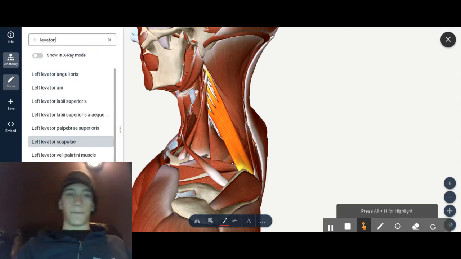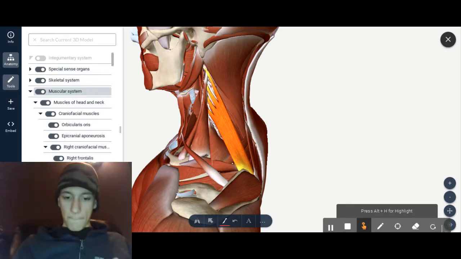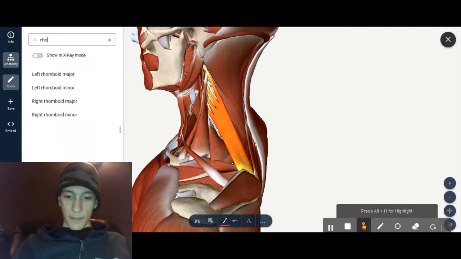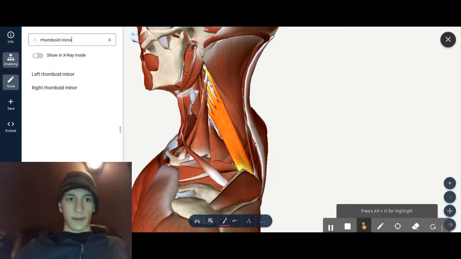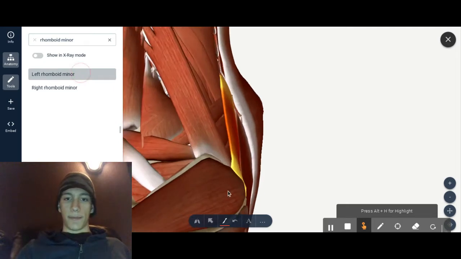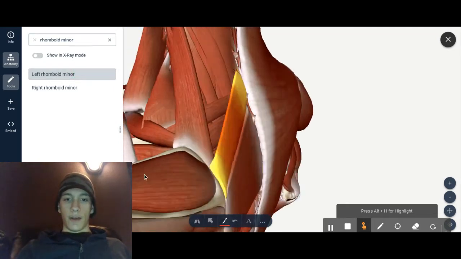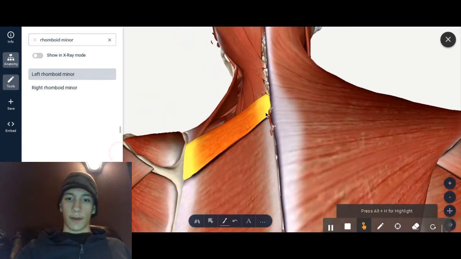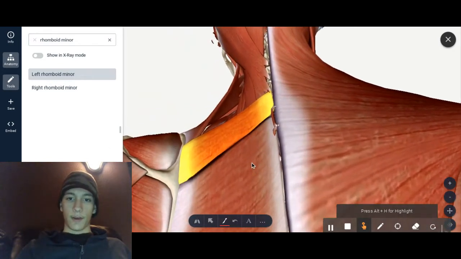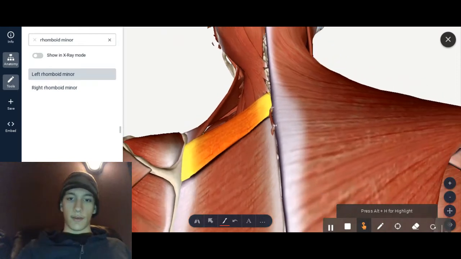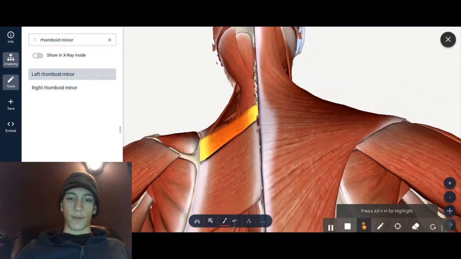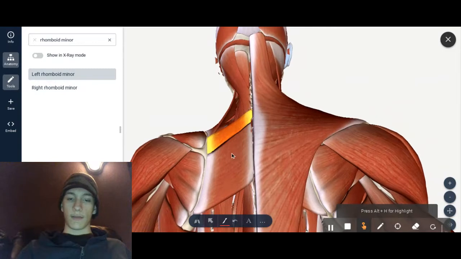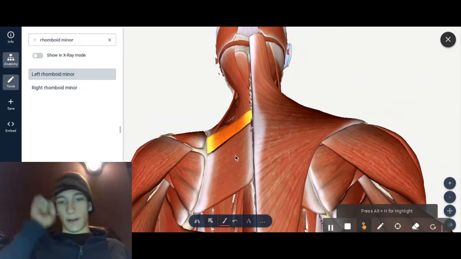Next we have the rhomboid minor, and it should be right here. Yep. I'm going to scroll out a little. These two are your rhomboids. This is your rhomboid minor, and this is your rhomboid major. Minor means it's smaller, major means it's bigger.